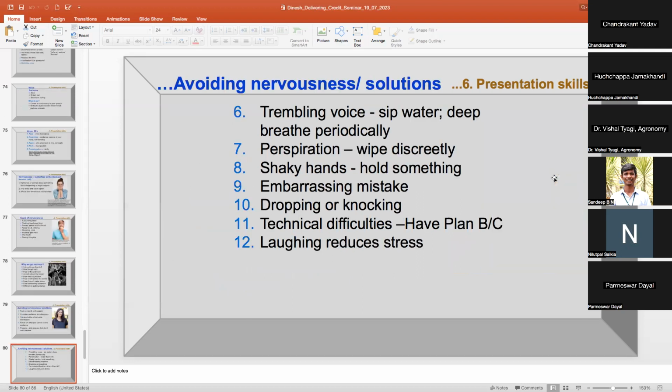Trembling voice. If sometimes your voice is trembling while you are speaking, sip some water and take deep breaths periodically. Already told you, perspiration. Sometimes you will have sweating, so wipe discreetly. Suppose on your face there is some sweat, you just turn your face and wipe it with your handkerchief or whatever you have. Shaky hands. Sometimes your hands may shake, then you can keep something in your hand. Hold something.